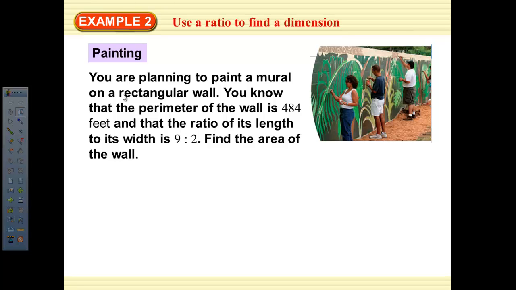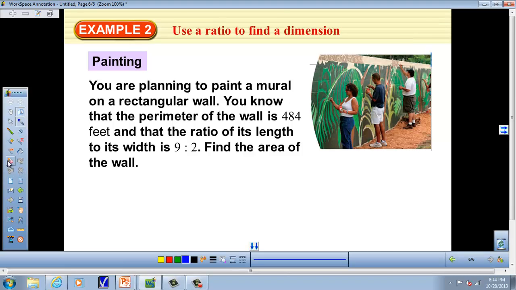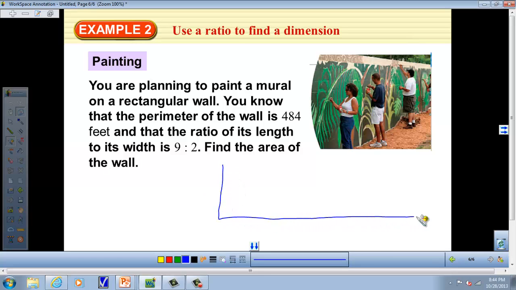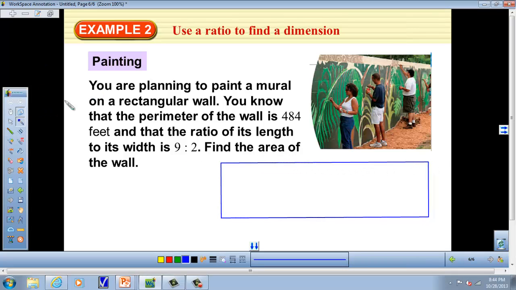Okay, now we're going to use ratios in a real-life type problem. We're looking at painting a mural on a rectangular wall. And so I'm going to just draw what the wall would look like more or less. So if I was to draw something like this, there's our wall. And we see that the ratio of length to width is 9:2, and we know that the perimeter is 484 feet.